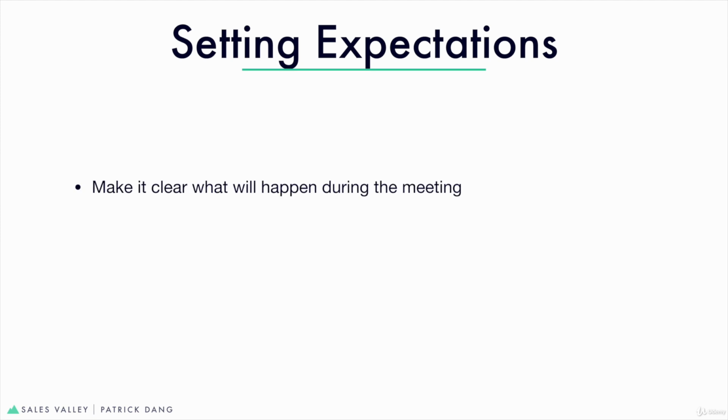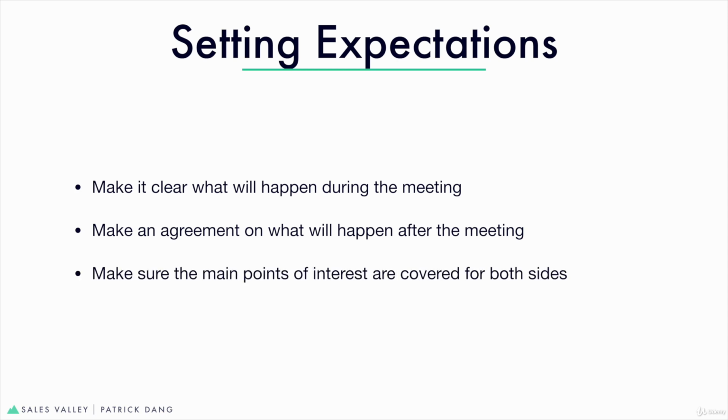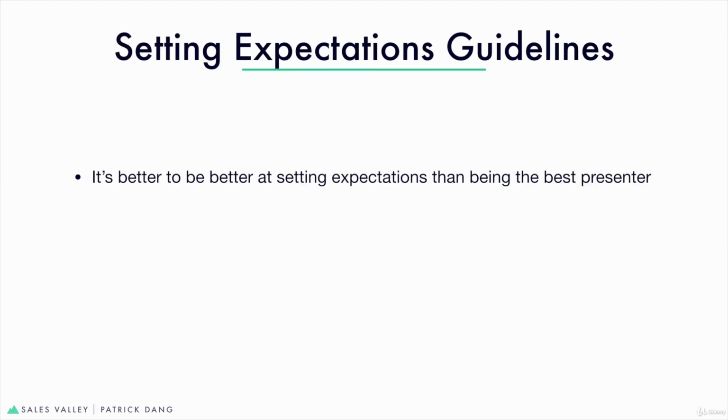Here's an example of what that looks like. You want to first make it clear what's going to happen during the meeting. And you want to make an agreement on what will happen after the meeting as well. And then you want to make sure that the main points of interest on both sides are going to be covered. It's better to be better at setting expectations than being the best presenter.